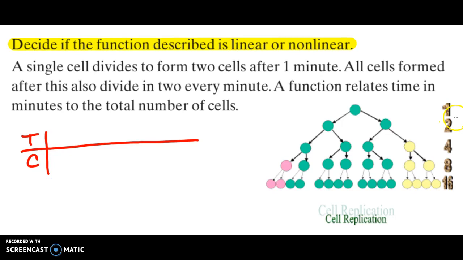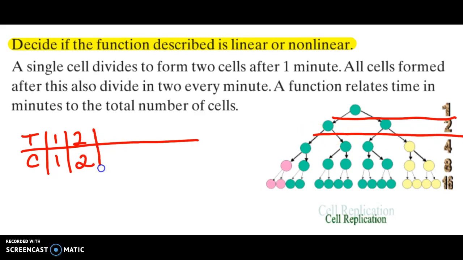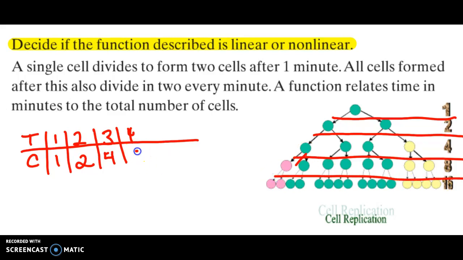So if I look, I can say in the first minute there's 1 cell, and then in the second minute that cell splits into 2. And then in the third minute, I end up with 4 cells, and then in the fourth minute those split, so each one splits and I have 8. And then in the fifth minute, I have 16 cells. So the first one splits into 2, and then each time those split.